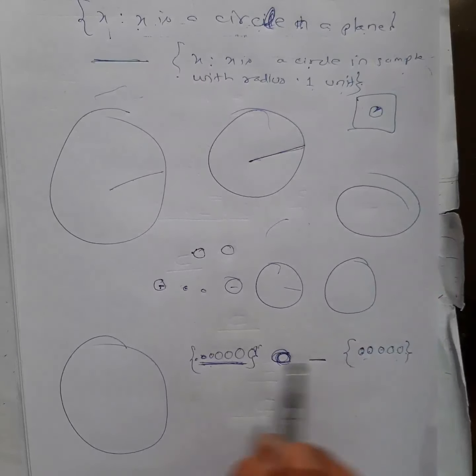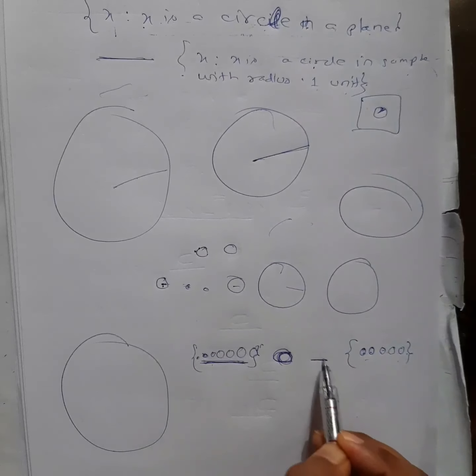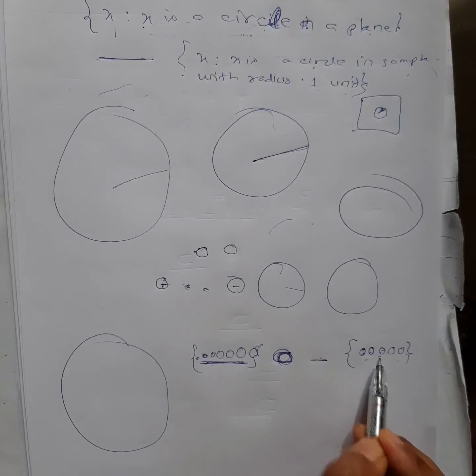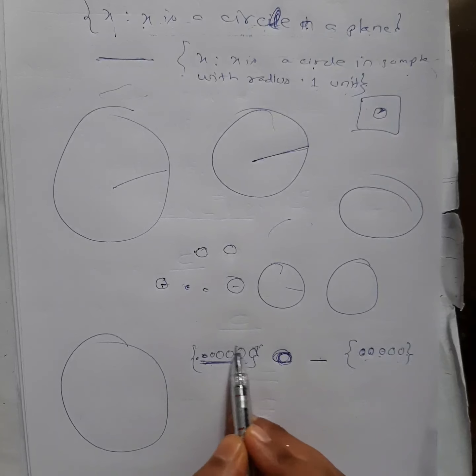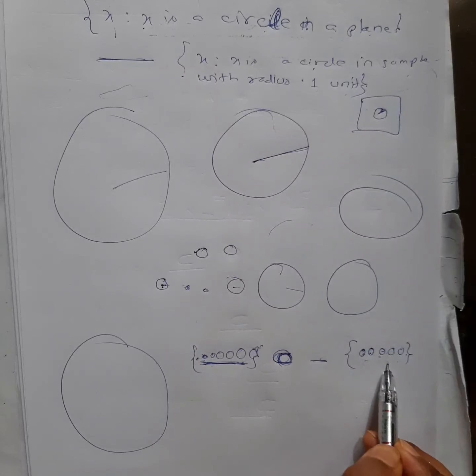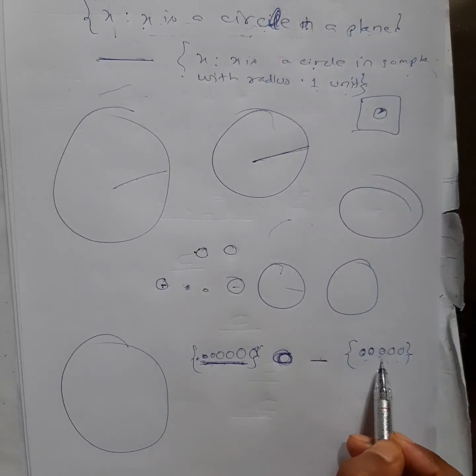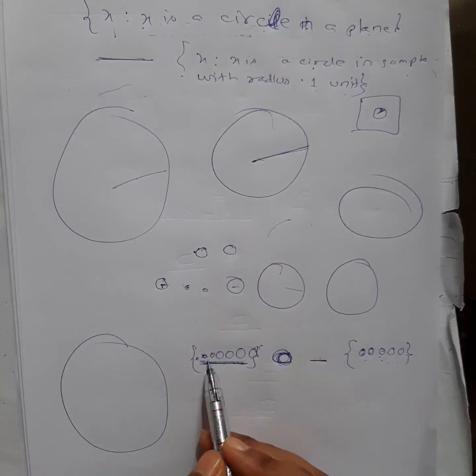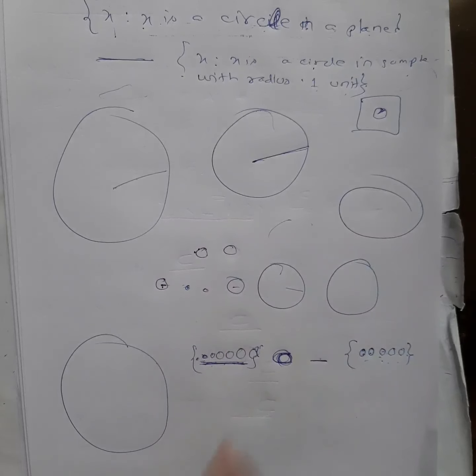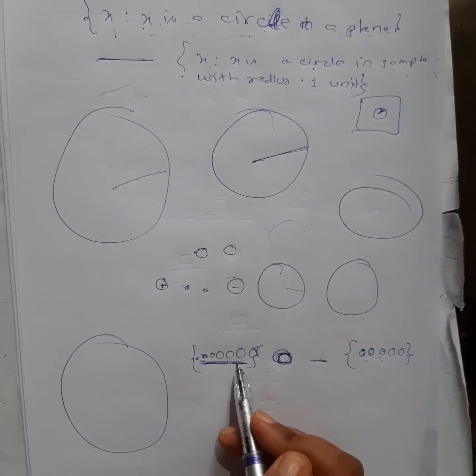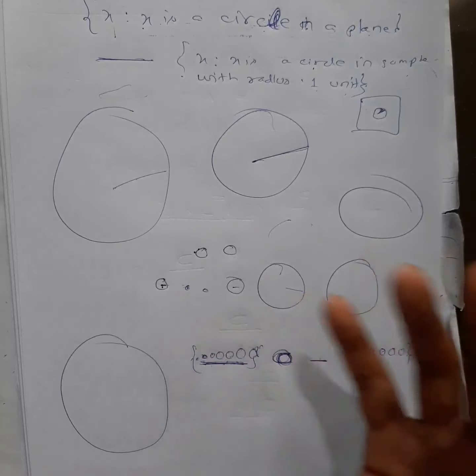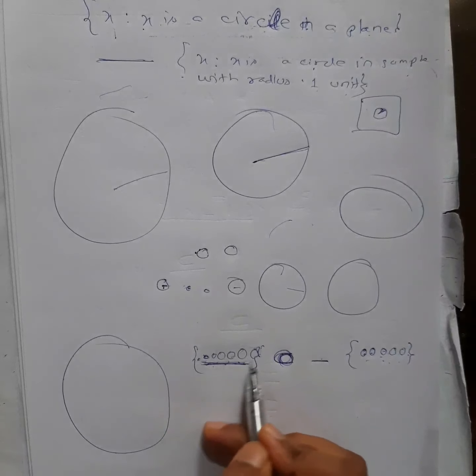Now I have to check whether this is a subset of this one or not. To check that, all circles here must be contained here, right? Obviously all circles of this set cannot be present here. Why? Because this contains all possible circles. It will have 2 radius circle, 3 radius circle, 4 radius, 5, infinite radius. All circles will be here in this set.